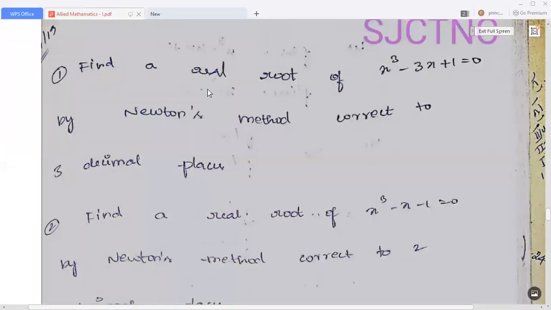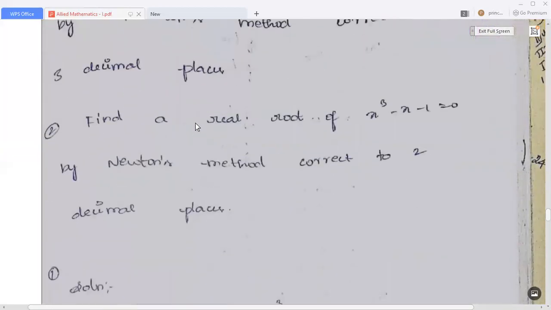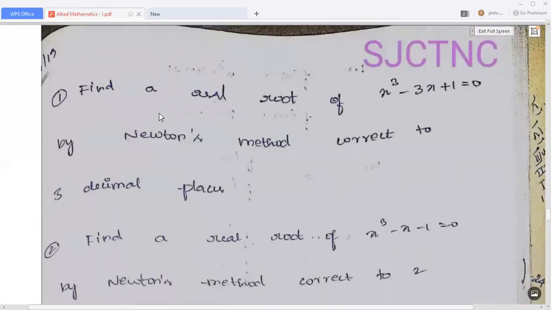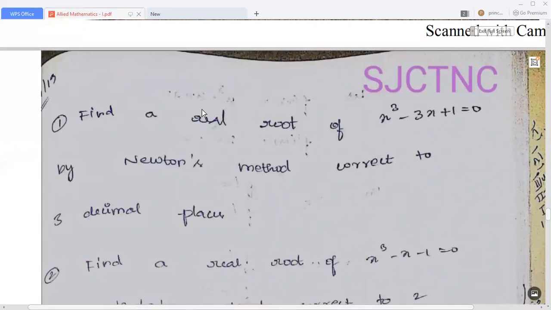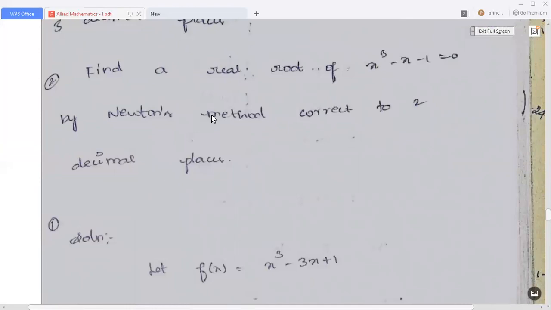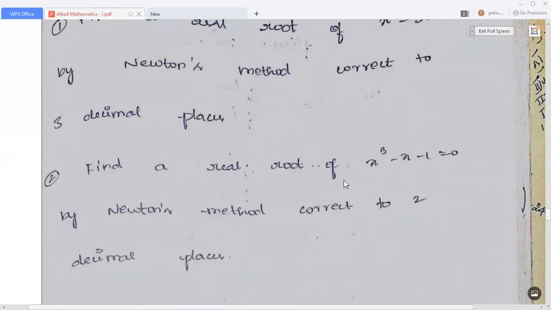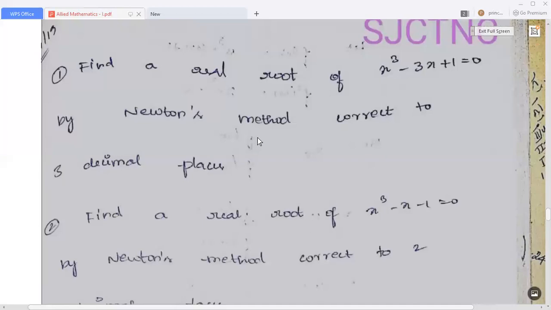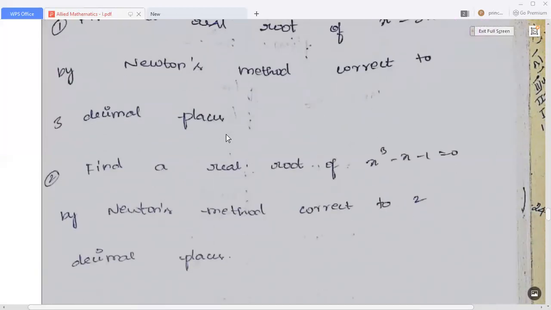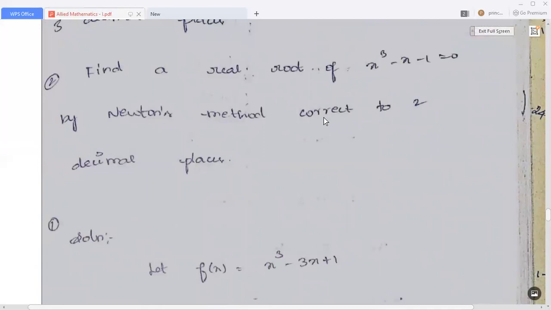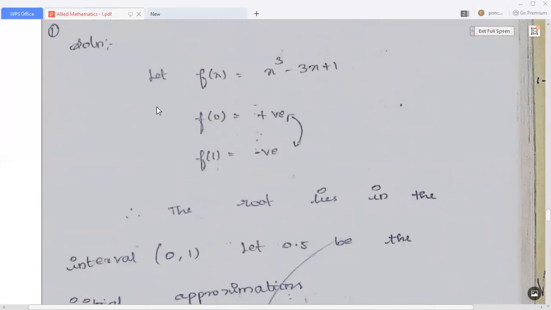The next problem. Find a real root of x cube minus 3x plus 1 equal to 0 by Newton's method correct to 3 decimal places. The next problem, find a real root of x cube minus x minus 1 equal to 0 by Newton's method correct to 2 decimal places. Here for the first problem, the answer should be correct to 3 decimal places. For the second problem, the answer should be correct to 2 decimal places. Here now we do the first one.